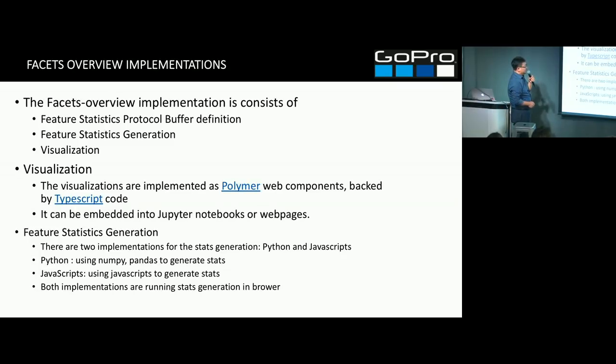As far as the feature statistics generation, they did 2 implementations. One is in Python, using NumPy and Pandas to generate the stats. The other one uses JavaScript. Because one is in the notebook and the other is in the browser, both are generating the stats right there, so the data cannot be too large.